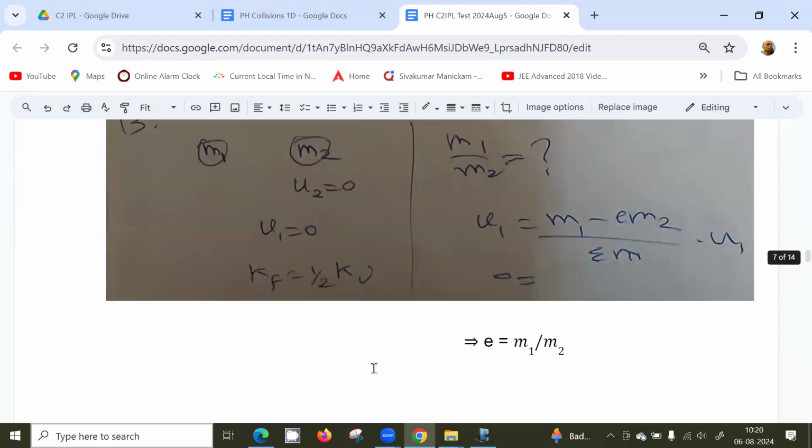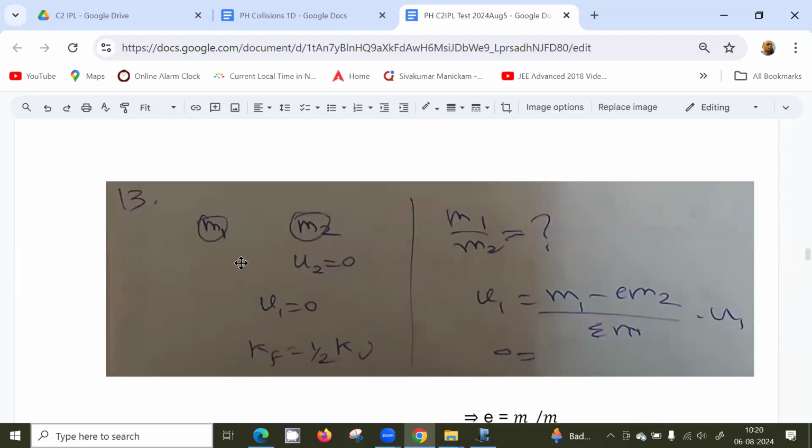Question number 13, right? Two masses are colliding. This one is at rest initially, and after collision, this one comes to rest. There is a loss of kinetic energy: they have said half the kinetic energy is lost. That means the final kinetic energy is half of the initial kinetic energy. I have to find the ratio of the masses.